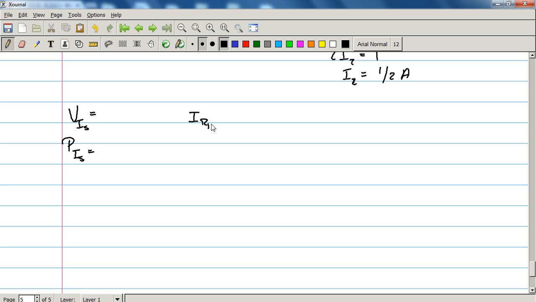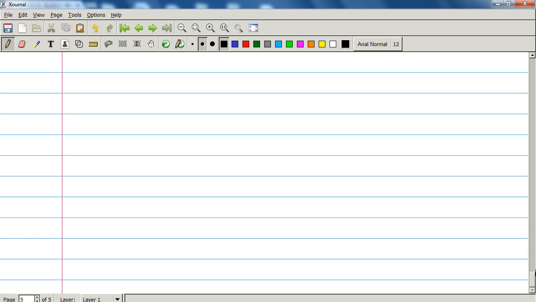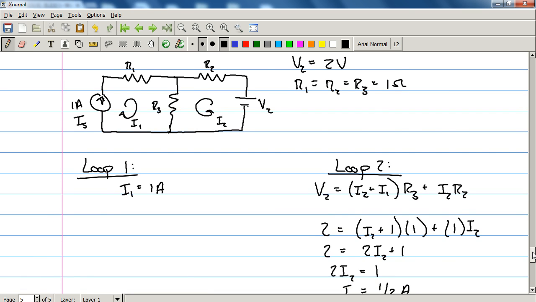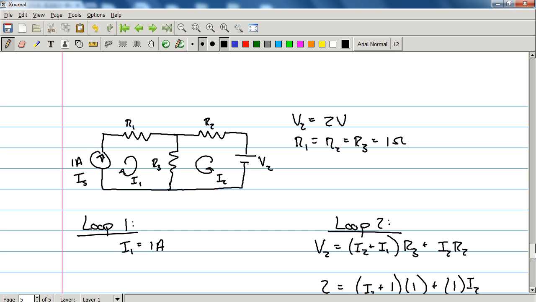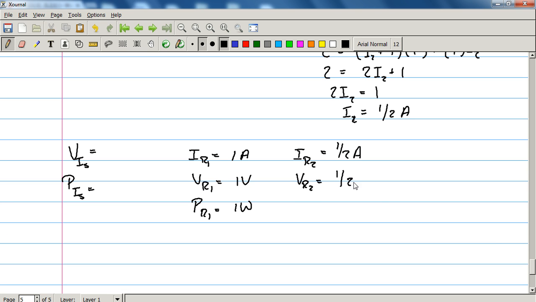The current across R1 is just I1, so this is just 1 amp. Voltage across R1 is just 1 volt. So the power across R1 is 1 watt. Current across R2 is just current 2, loop 2, so that's just 1/2 amp. The voltage across R2 is V equals IR, so it's just 1/2 volt. And the power across R2 is 1/4 watt.